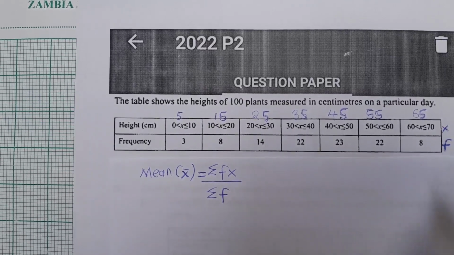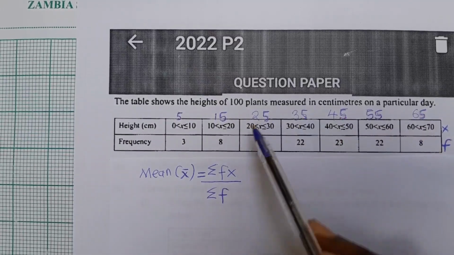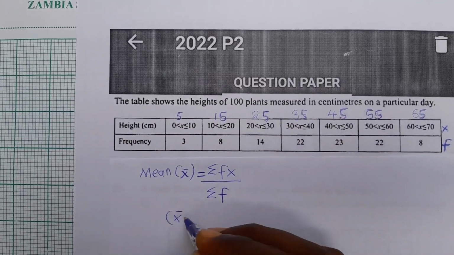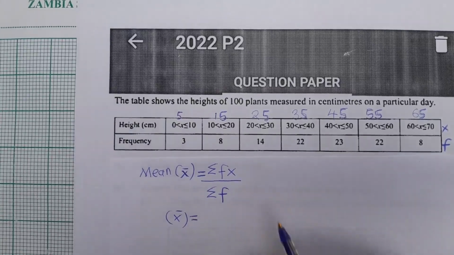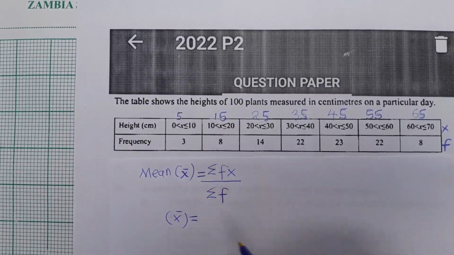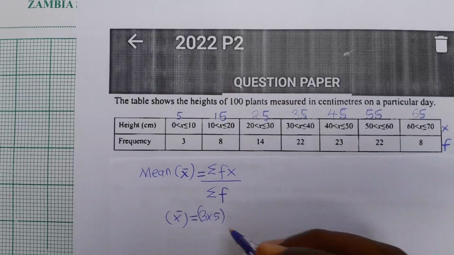On top there is x. So you won't use these. We are going to use these numbers that we found. So I'm going to continue and say mean is now equal to, I start multiplying frequency times x. Frequency 3 times 5. So I'll be saying 3 times 5. This is what I'll be doing.